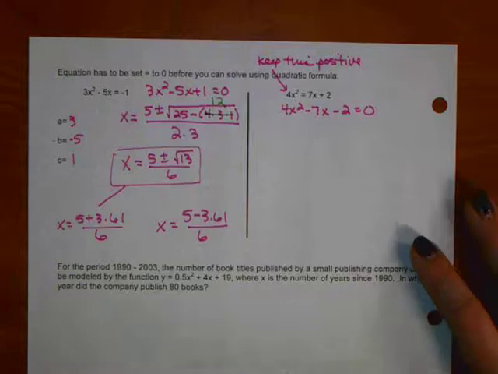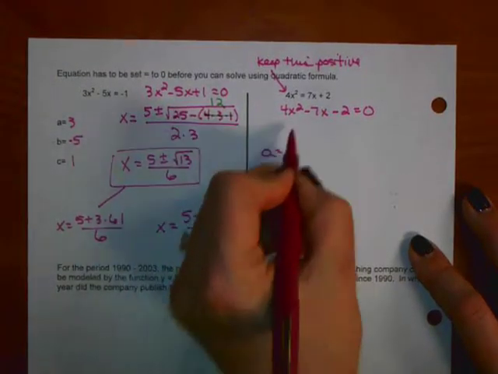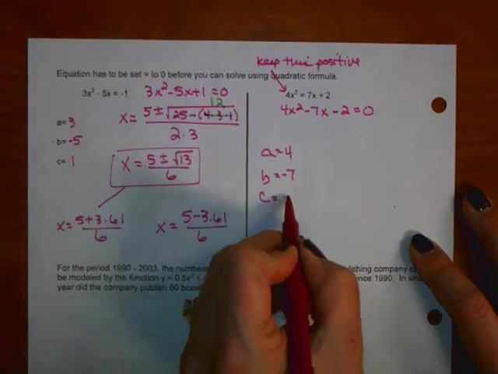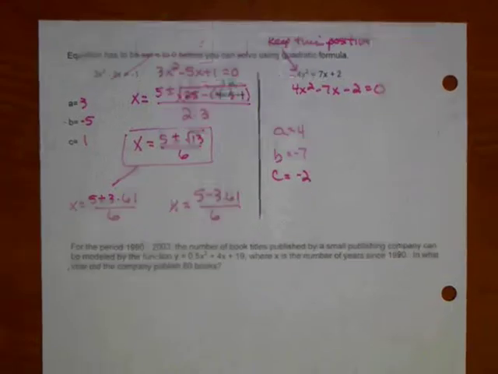Okay? Then what would your A, B, and C be? A is 4, B is negative 7, and C is? Negative 2. Okay. And we won't go any further with that one. But we are going to do this one.